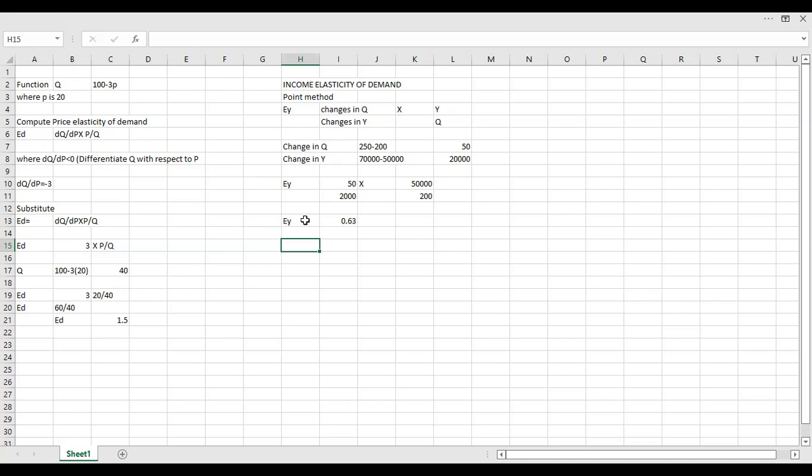So the interpretation is that the good is income inelastic, and this is a normal good. Looking at the definition of elastic demand under the types of income elasticity of demand, elastic demand is the case when quantity demanded changes by a greater percentage than the percentage change in the consumer's income.